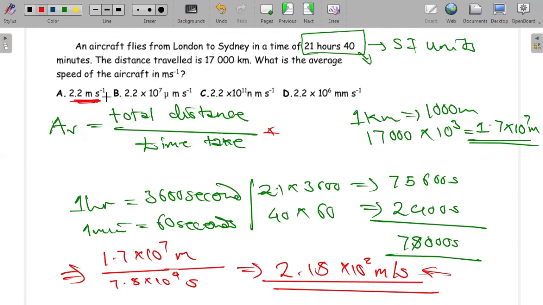We only have 2.2 meters per second. So this statement here is confusing people. They said your answer should be in meters per second, but if you check the answers here, these are not in meters per second, and the only answer that is in meters per second is not correct, which means we're supposed to convert this answer further to check whether it is B, C, or D. Yes, so that is what we are going to do next.